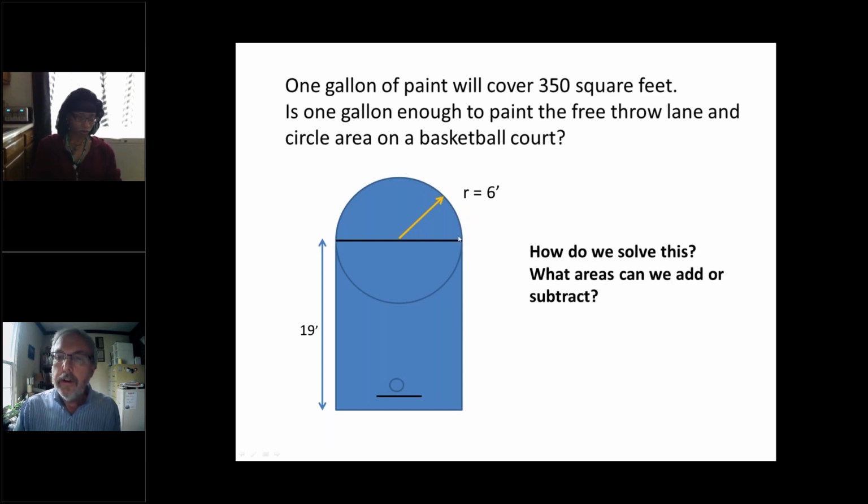Okay? So the areas that we want to look at are the area of this rectangle and the area of this half circle. And when we find out both of those, all we need to do is add them together, because we've got this area plus this area, and that'll tell us how much paint we need. And then when we figure out how much paint we need, we can see if it's less than 350 square feet. Okay, with me so far?